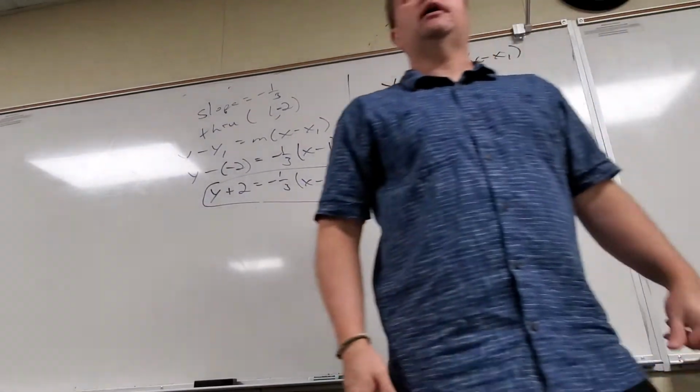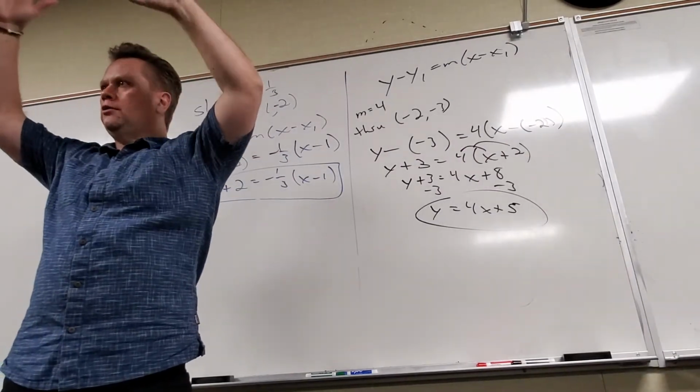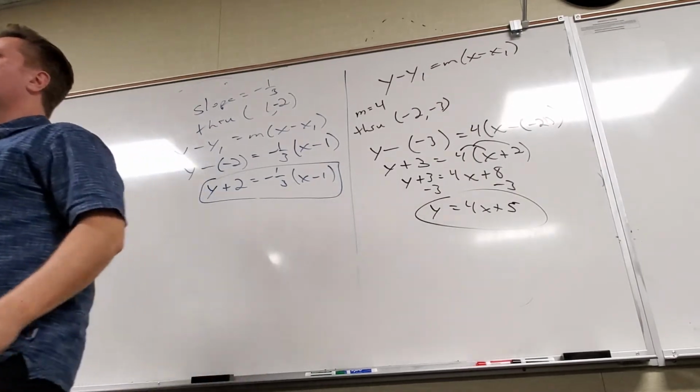Now when you're given a graph, you don't have to use the whole y2 minus y1 thing. You can just use rise over run. Somebody's already plotted it out. That's some work they did.